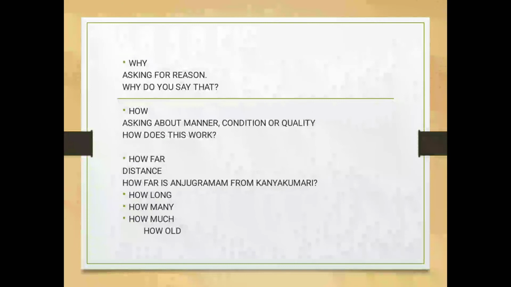And next why. The function of why is asking for any specific reason. So why do you say that? The next one is how. Asking about manner, condition or quality. So how does this work? And how far. We can use the words how far to indicate a distance, like how far is Anjugramam from Kanyakumari.